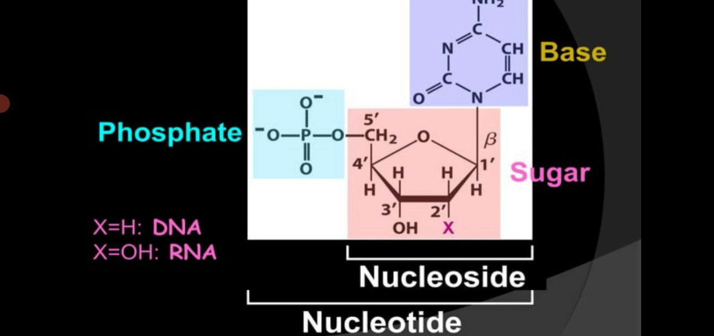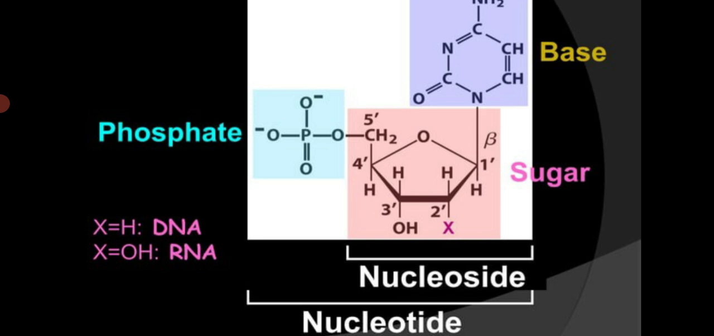Next, about sugar. The sugar is deoxyribose sugar. It is a pentose sugar having 5 carbon atoms. 4 carbon atoms and 1 oxygen atom form a 5-membered ring. The 5th carbon atom is present outside the ring. This is called deoxyribose because it lacks oxygen at the second carbon position. Here we can look at it. At carbon atom 2 of the sugar, there is a lack of oxygen, so it is deoxy. But in the case of RNA, there is an oxygen at the second carbon of the sugar.